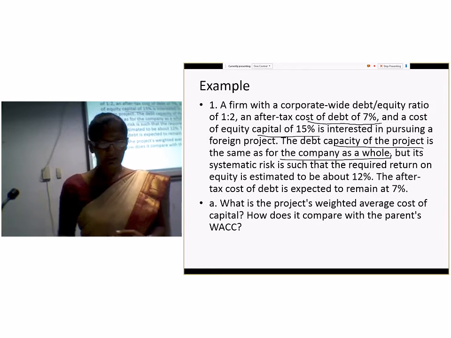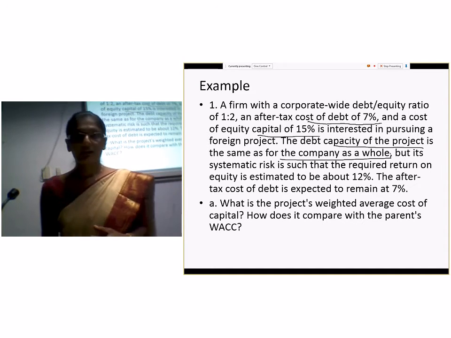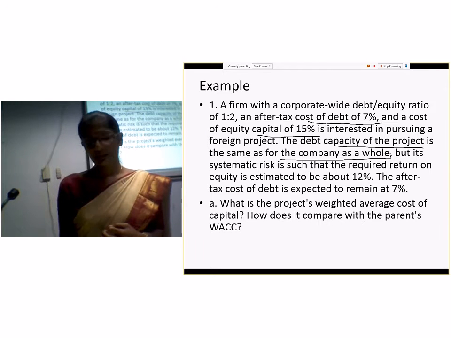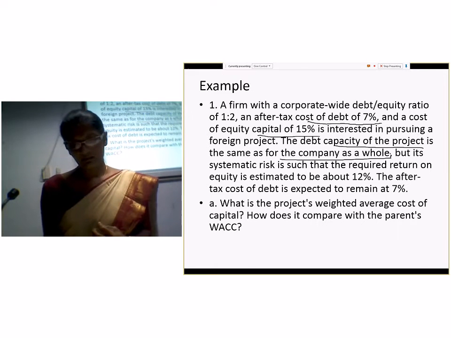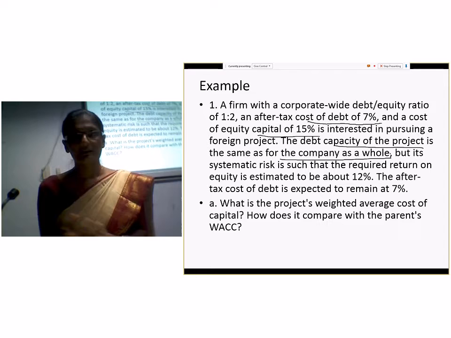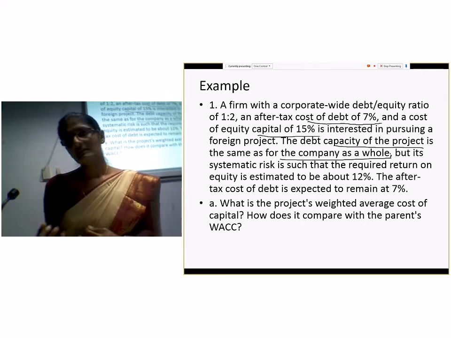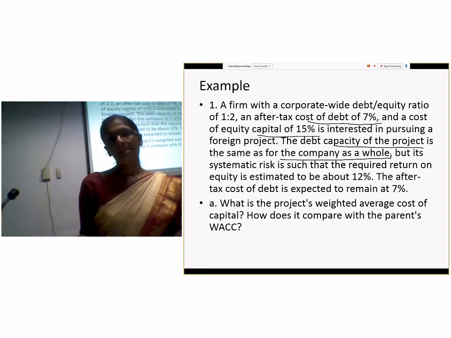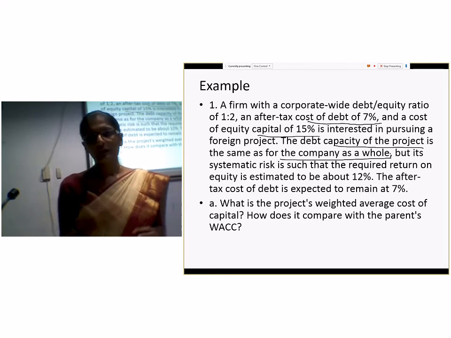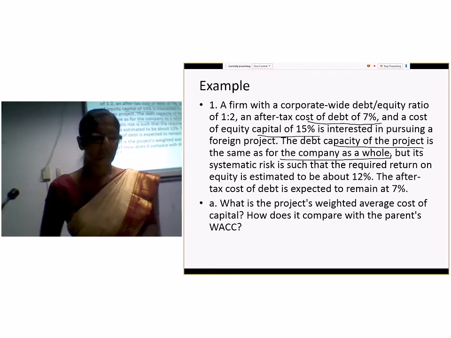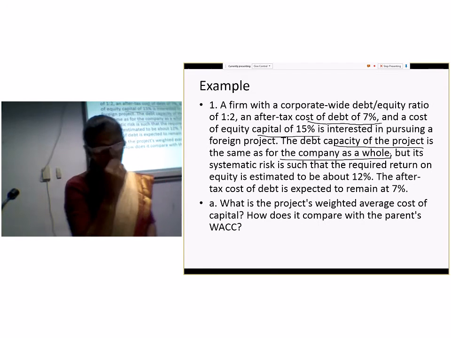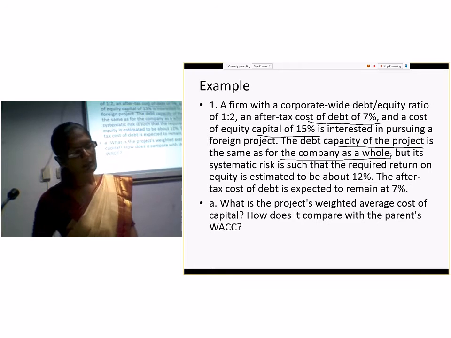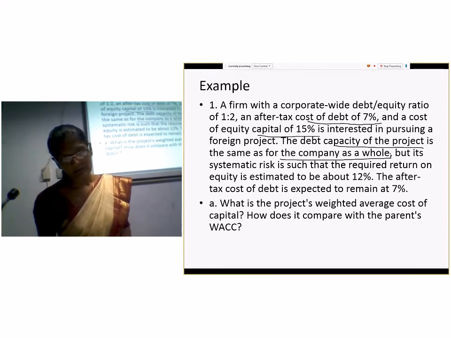So in that case, if we are calculating the project's WACC, and the project risk is higher than the company's risk, we have to incorporate the additional risk faced by the project in order to calculate the right WACC for the project. You understand that? That difference you have to incorporate when you calculate the WACC for the project. You have to remember that clearly.